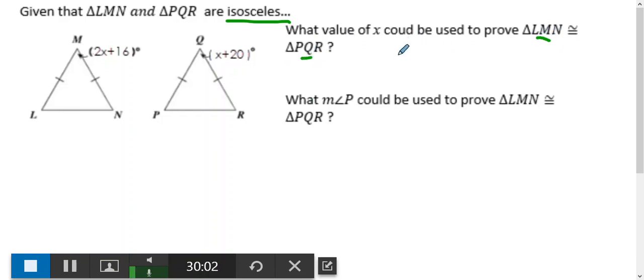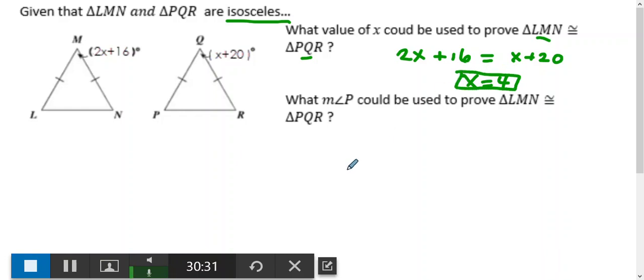So what we would do is set up an equation where the expression in our first is equal to the expression in our second. When we solve that, we end up with x equals 4. We're asked what's the value of x, so we're going to answer: x is 4.